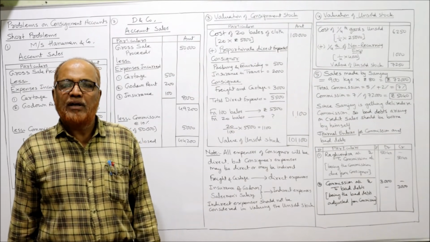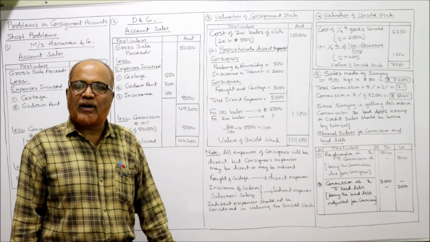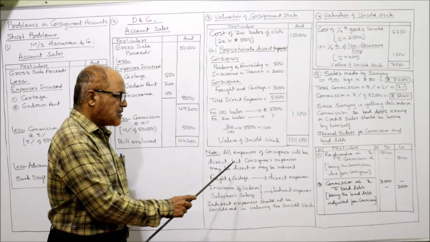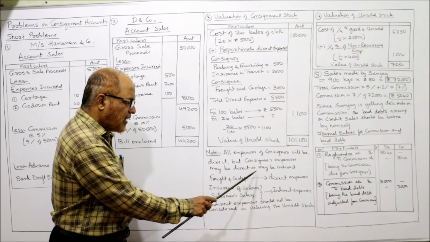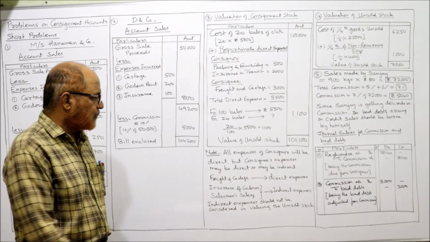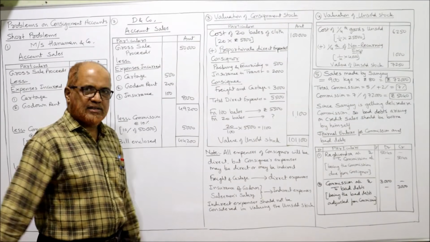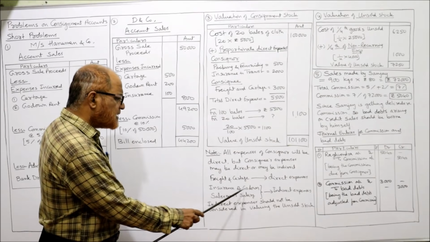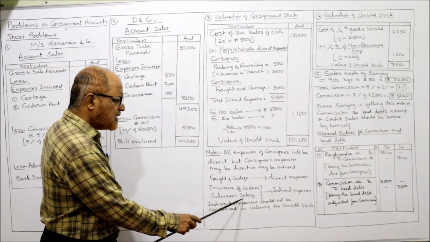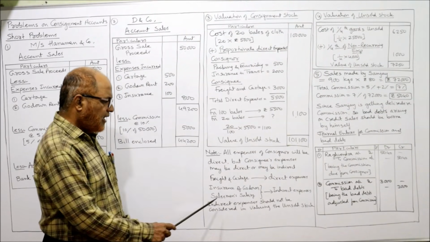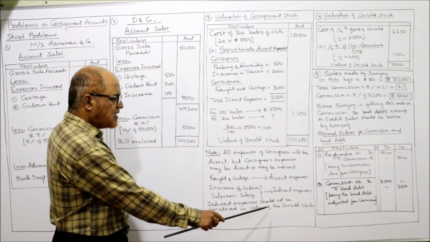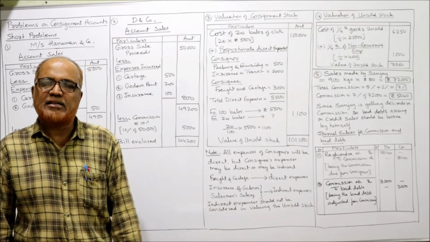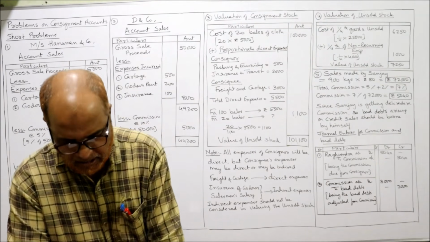This is the procedure of calculating the value of unsold stock. Here note, all expenses of consignor will be direct, but consignee's expenses may be direct or may be indirect. Just now I told you, freight and cartage are direct expenses. Insurance of godown and salesman's salary are indirect expenses. Indirect expense should not be considered in valuing the unsold stock. Clearly I have given the explanation. That's it. This is the end of problem number 3.